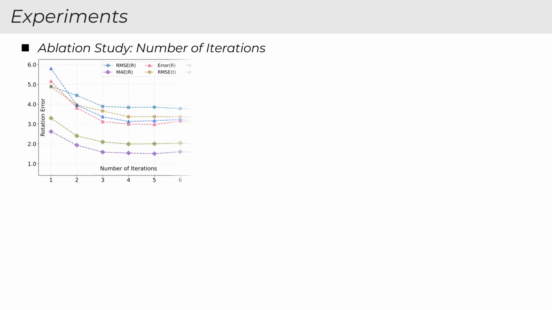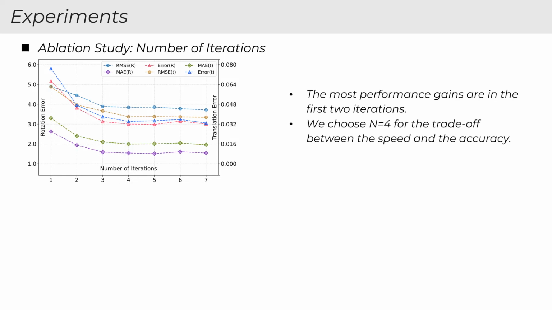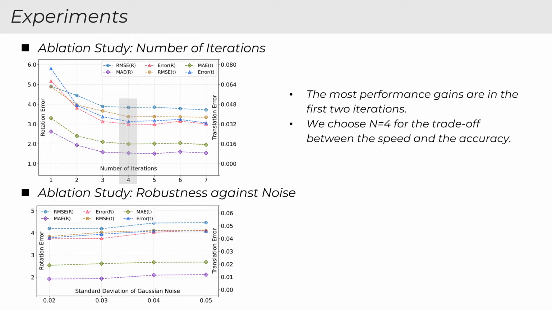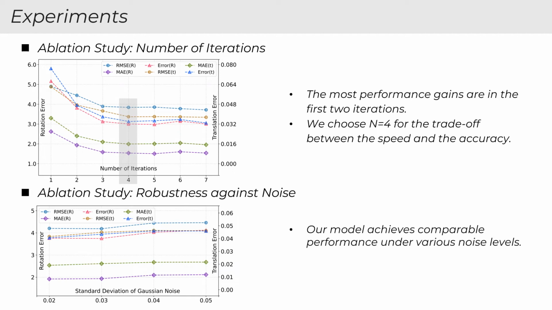Furthermore, we train our model with different iterations to show how many iterations are needed. As illustrated in the top figure, the most performance gains are in the first 2 iterations, and n is set to 4 for the trade-off between the speed and the accuracy. In addition, we test the robustness against noise by evaluating our model on the data at different noise levels. Our model achieves comparable performance under various noise levels, which supports that our method is insensitive to the noise.